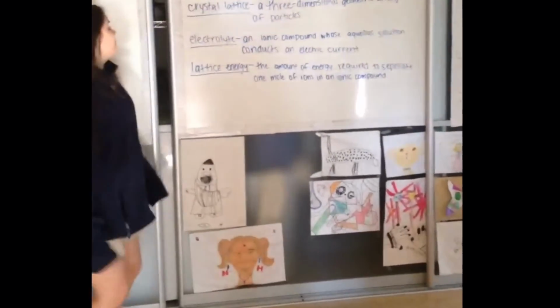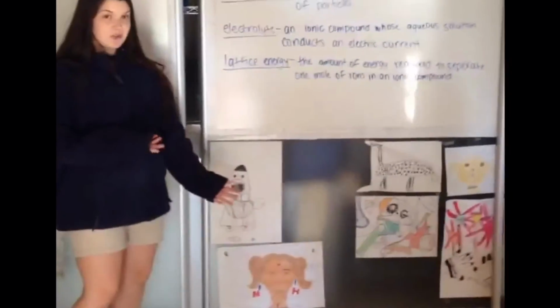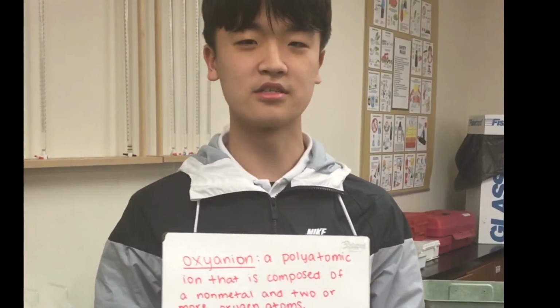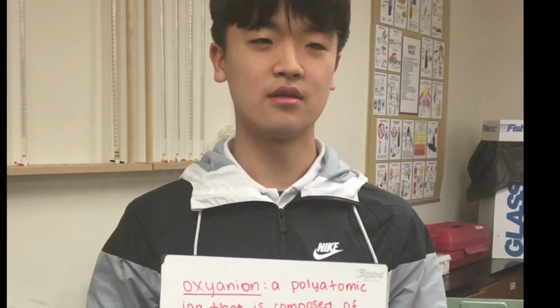Alrighty, so section 2. So oxygen is a type of polyatomic ion that is composed of nonmetal. Are you serious?